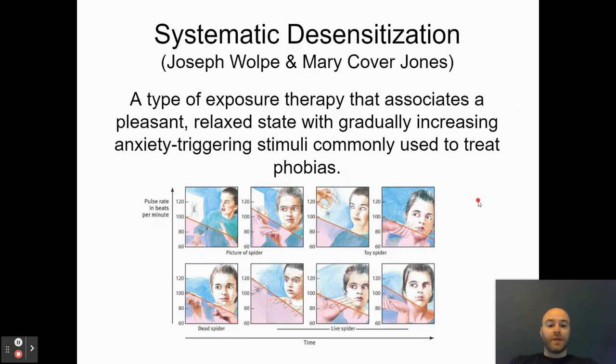A type of this counter conditioning is something called systematic desensitization. And two names I want you to write down with this are Joseph Wolpe and Mary Cover Jones. They were huge in the development of systematic desensitization and overcoming these phobias and fears. So this is a type of exposure therapy that associates a pleasant, relaxed state with gradually increasing anxiety-triggering stimuli, commonly used to treat phobias.